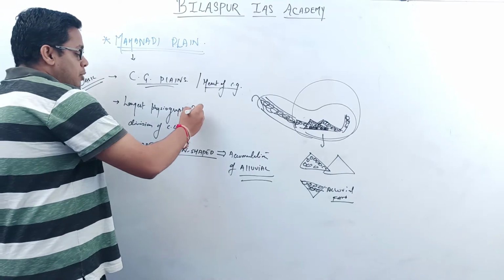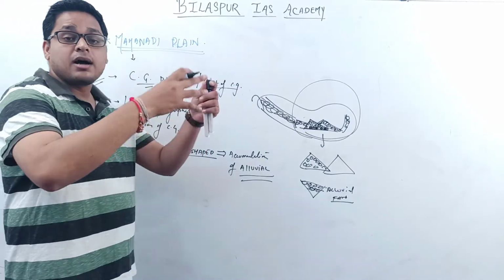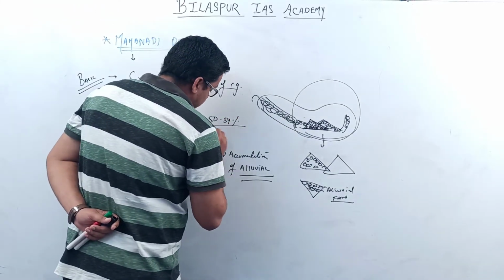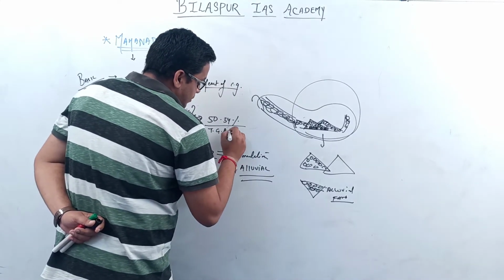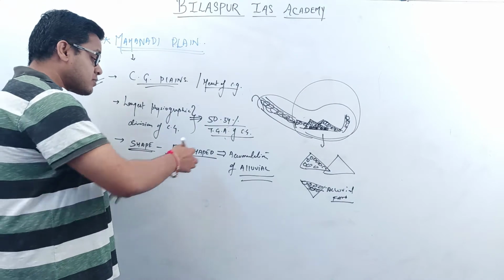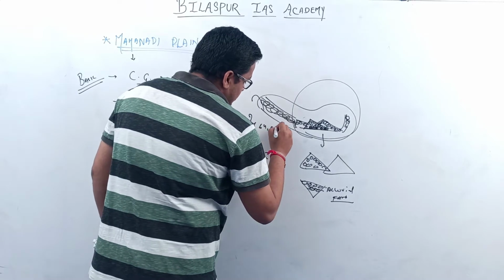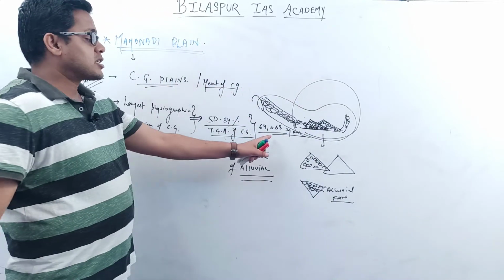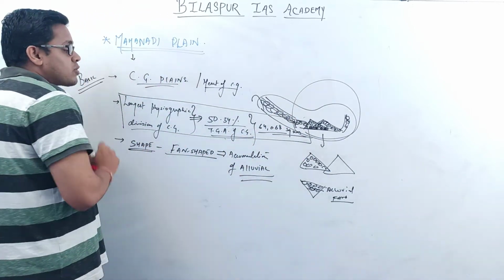In terms of the largest physiographic division of Chhattisgarh, it extends over half of Chhattisgarh, occupying 50.34% of the total geographical area of Chhattisgarh, which is around 64068 square kilometers. Because of this large area, it is the largest physiographic division of Chhattisgarh.